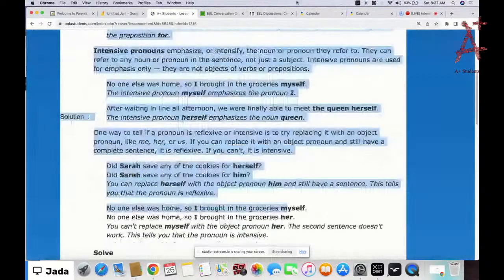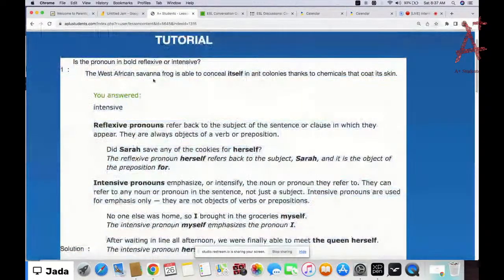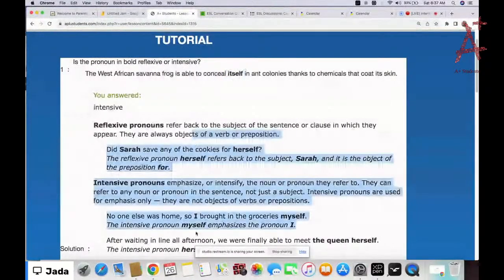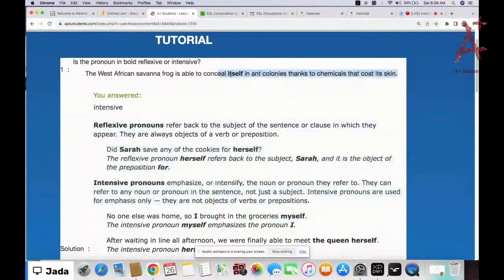Okay, so let's look at it now then. The West African frog is able to conceal what? Himself, herself, her, him, me, you. What object pronoun? Themselves. Okay. So able to conceal themselves. So if you switch it up, it still works with something else. So if it works with another thing, then it is what? It is reflexive. But if it doesn't work after switching, then it is intensive.